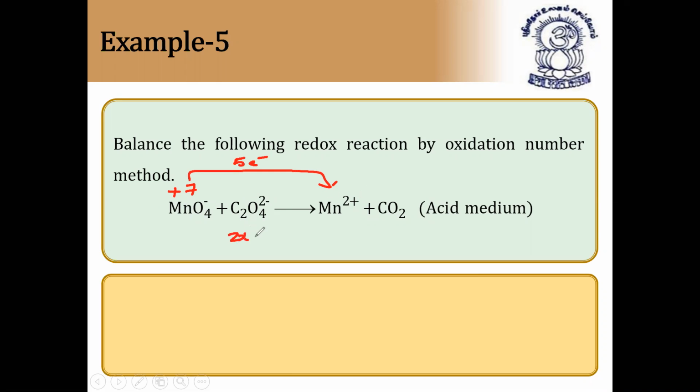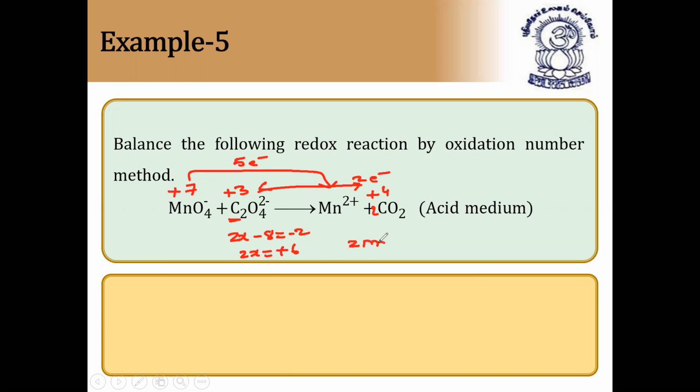So let us take 2x minus 8 is equal to minus 2, so 2x is equal to 8 minus 2, that is equal to plus 6. So x is equal to plus 3. So plus 3 changes to plus 4, because of oxygen and carbon. So this is a 1 electron change, and for 2 carbons it is a 2 electron change. So here we'll write 2 carbons. So it is a 2 electron change. Since this is 2 electrons, this is 5 electrons. So we have to multiply carbon with 5 and manganese with 2.